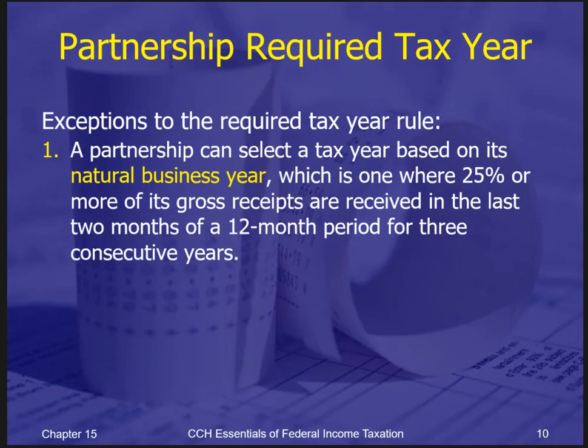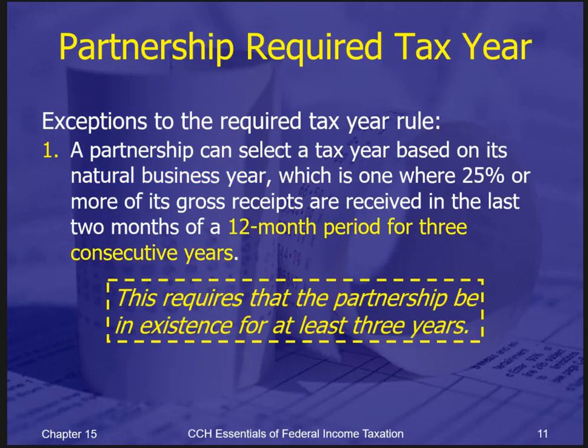Okay, so there are exceptions if you have a natural business year. So you have a ski resort or something like that where you have a very seasonal business and much of the business is in one or two months. If that's the case, for 25% or more, you can use the natural business year if that happens in 3 consecutive years. But that can't happen until you've been in business 3 years, right? So you can't set up a new partnership and have this apply. It would have to be something you go back and change after you've been in business for a little while.